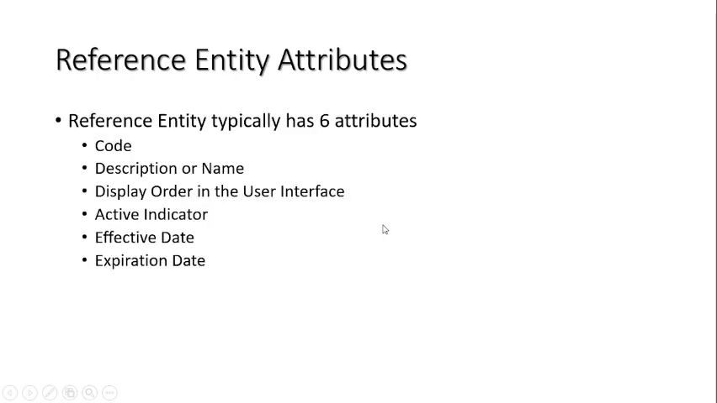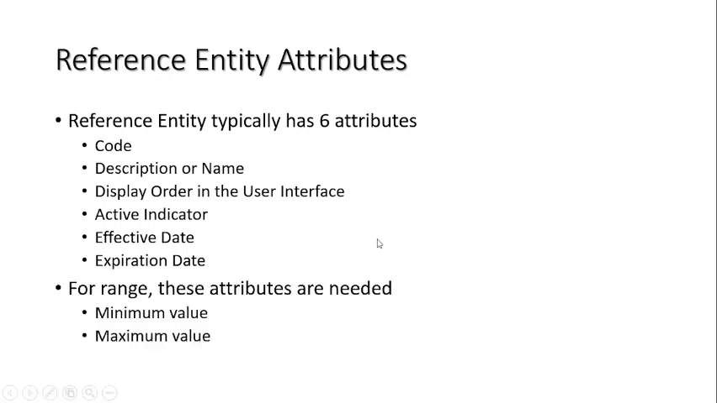What are the attributes of a reference entity? So typically there are 6 attributes: code, description or name, display order in the user interface. Sometimes the business decides the order in which these codes and descriptions should be displayed in the user interface. So that's what this display order attribute is for. Active indicator, effective date when the code became valid, and expiration date when the code became invalid. In case of range, then we need minimum value and maximum value.